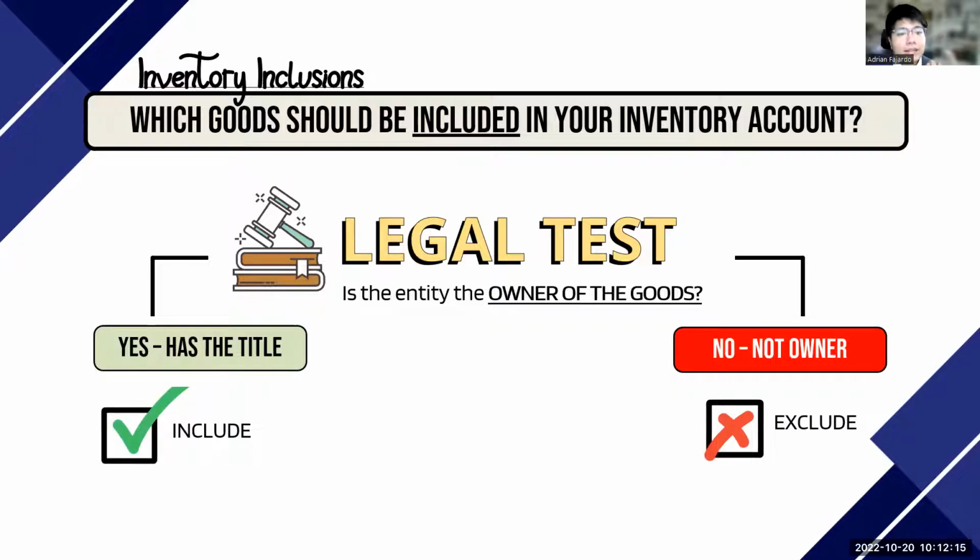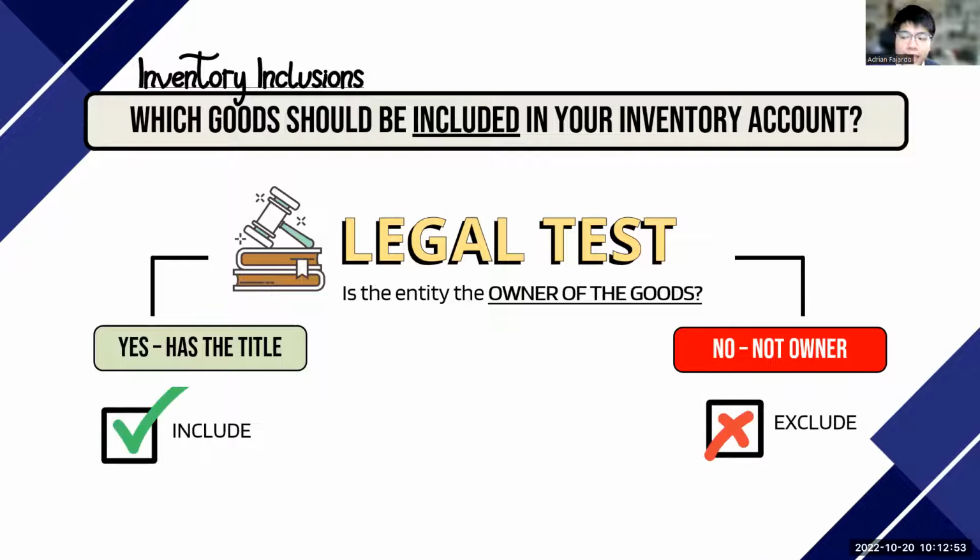Our framework to answer this question is what we call the legal test. You ask yourself, is the entity the owner of the goods? If yes, that they have the title, regardless of whether it's with the customer, regardless if it's in transit, regardless if you're selling or purchasing depending on the shipping or destination point, as long as you still have the title, then it should still be included, right? Now, if you're not the owner, regardless of whether you're holding it or it's in your warehouse, it should not be part of your ending inventory.